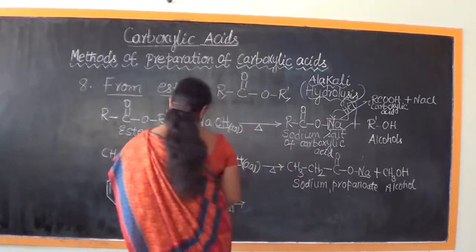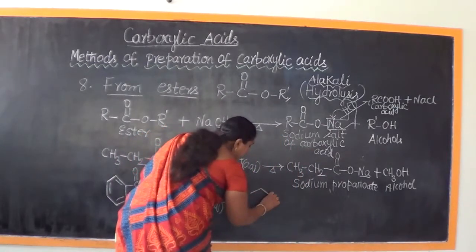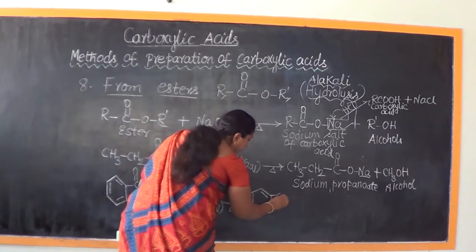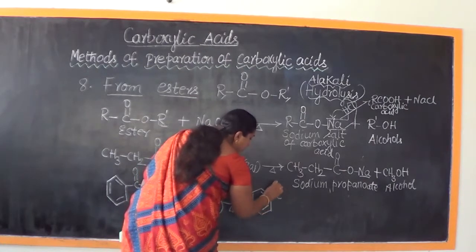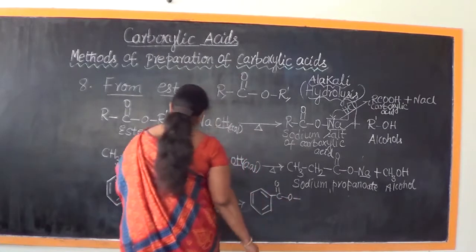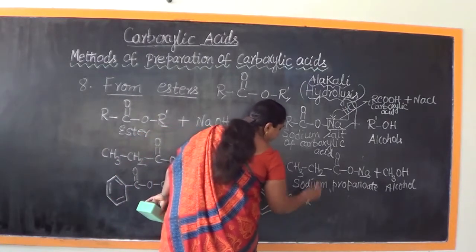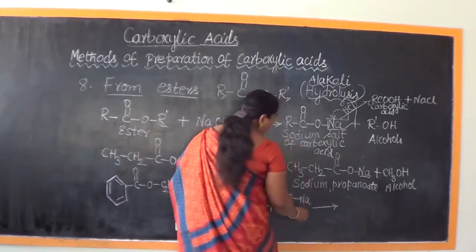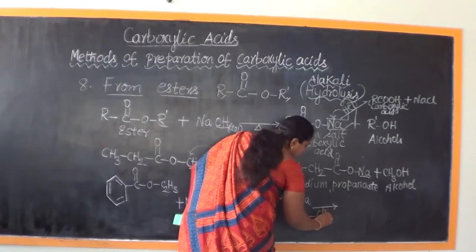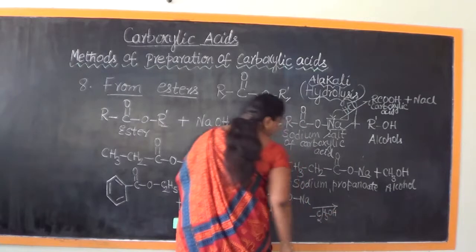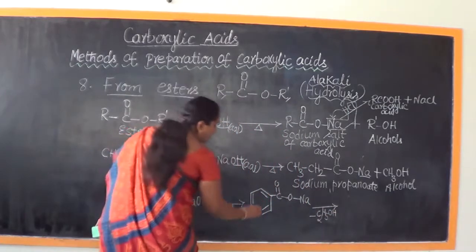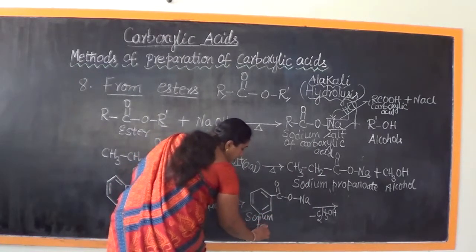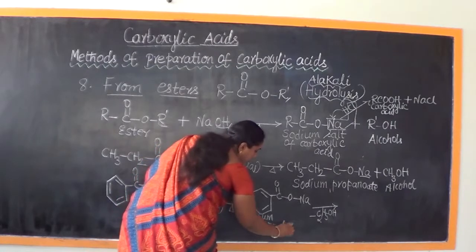So now the benzene ring, there is no change, it's going to remain intact. So let us retain it. There is no change with respect to C double bond O and single bond O. Instead of C2H5, it's going to be Na, and this C2H5 will combine with OH. So let me just write it as minus C2H5OH. Then what is the name of this compound? Sodium benzoate. This is sodium benzoate.